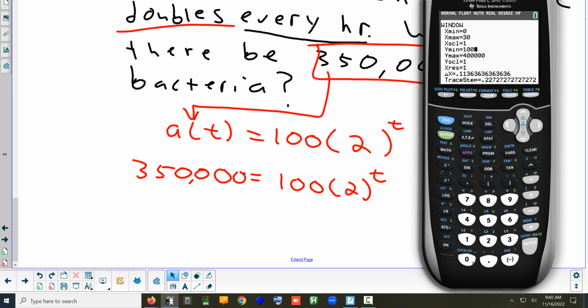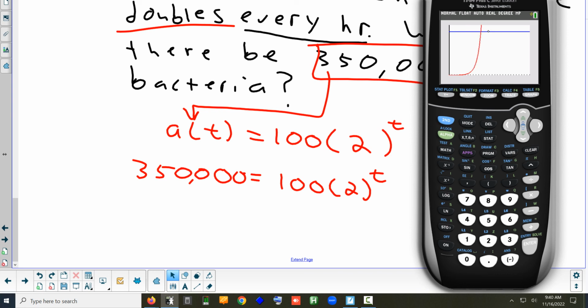And X max, well, 30 hours, I think is probably a good X max because that's going to mean it has doubled 30 times. If you double the number 130 times, I think it's going to be way over 350,000. You could probably set this to like 20 even instead of 30. So I think it's going to cross pretty early on in our graph.